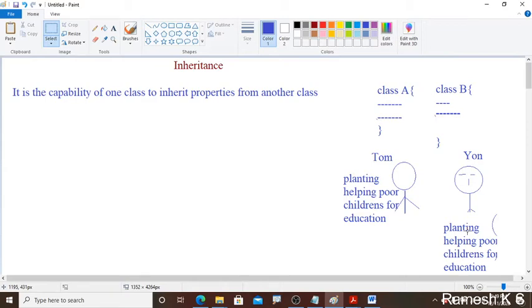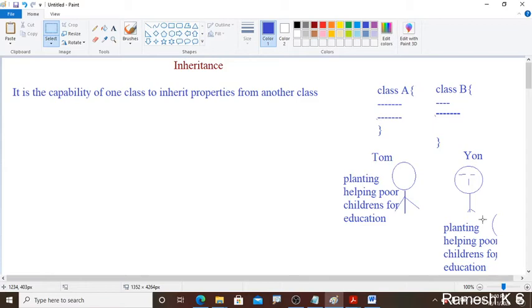So what happens? Other persons entering into the class with that property, you are also entering into the class. Correct? The same thing we have explained here. Tom has some qualities, and we are adopting those qualities to this person. So technically we are speaking in this manner: it is the capability of one class to inherit the properties of another class, called inheritance.